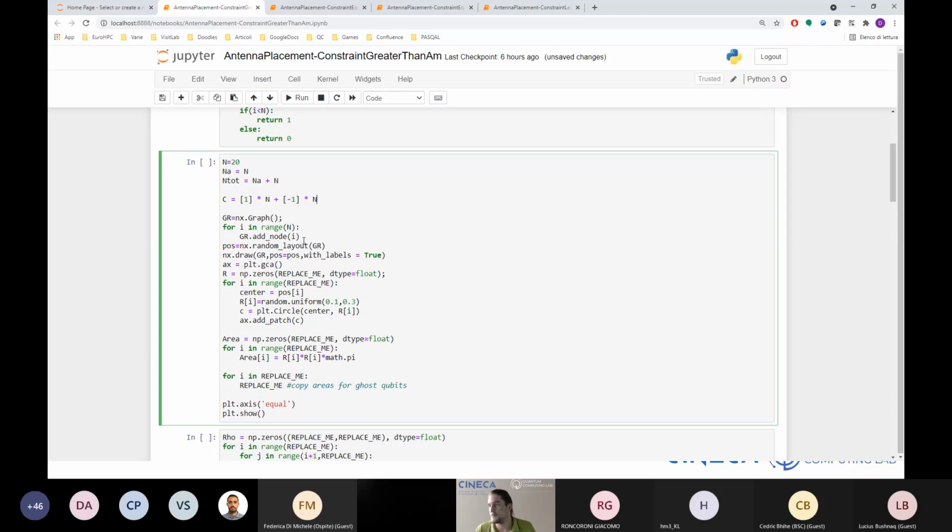Okay, so now I have my vector here. So let's do the same thing that we did before. Of course, all the dimensions have to be n dot, and all the loops have to go only over the real qubits. Okay, so this and so this.